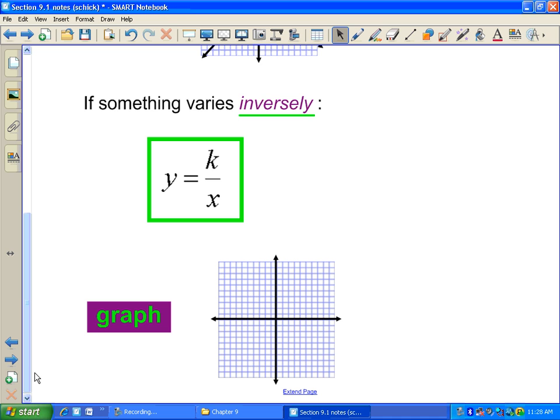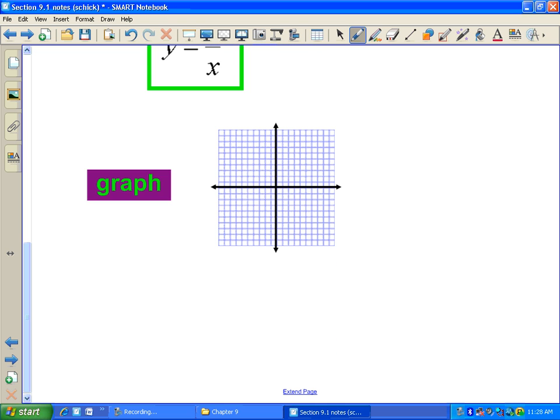This is y equals k divided by x, where direct is y equals k times x. Y equals k divided by x. Again, this k is important. I have to find it. It is a constant. What does this look like on a graph?